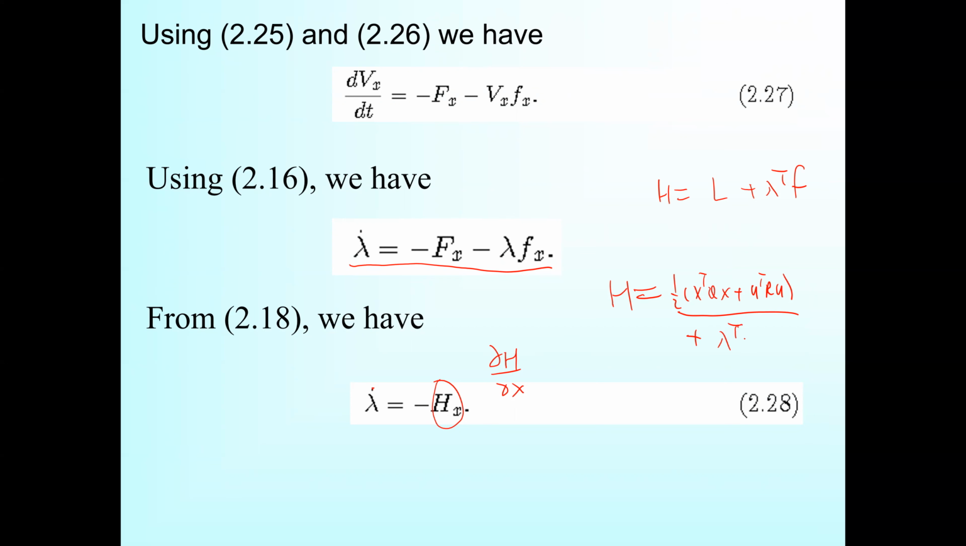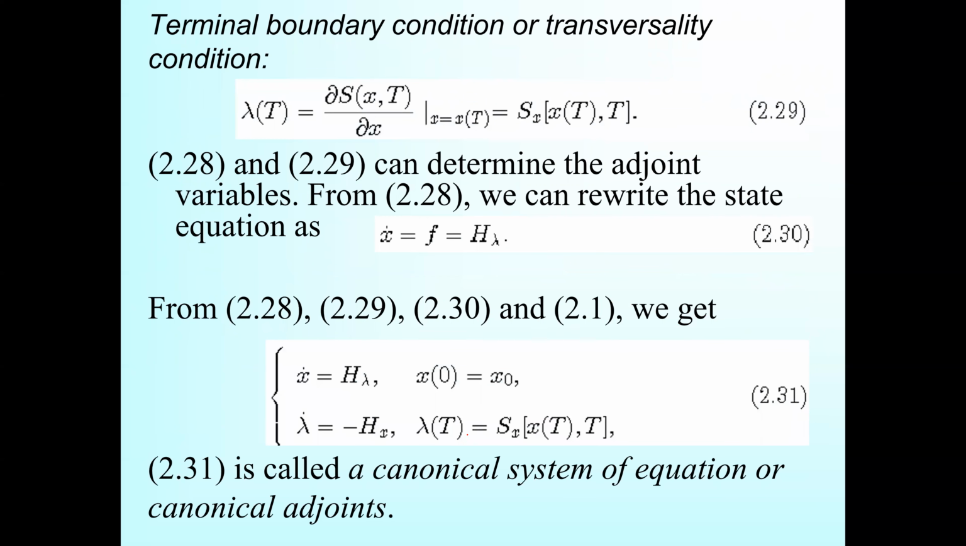And you have f is Ax plus Bu, it's your f. So partial H partial x, what's that? This one will give you a Qx, okay? And here plus A transpose lambda, okay, A transpose lambda. So that will give you this, okay? And this is the terminal cost, so it depends on the partial of this one here. But in our case, this is zero. In our case, it's zero.